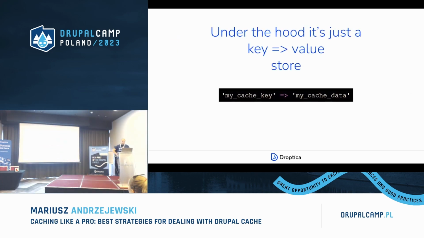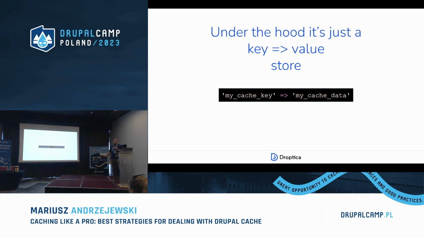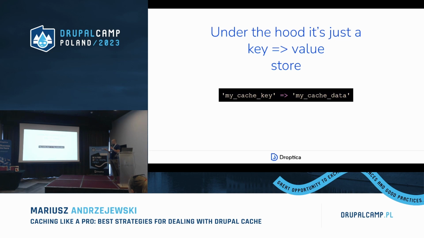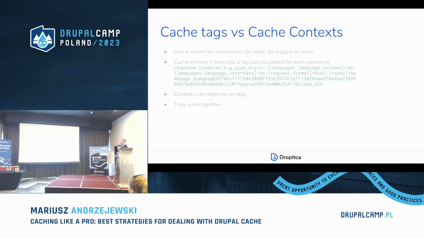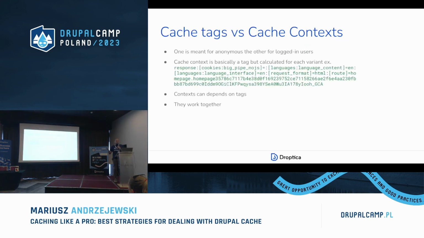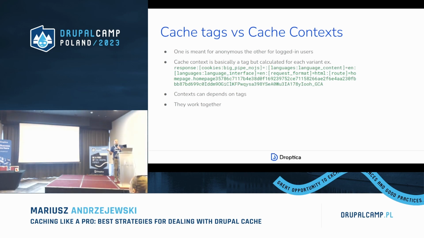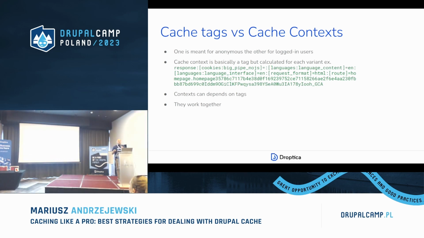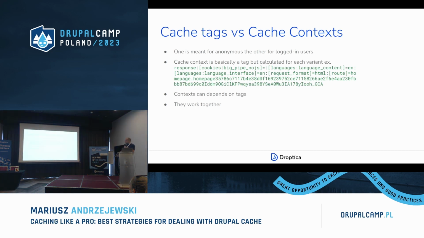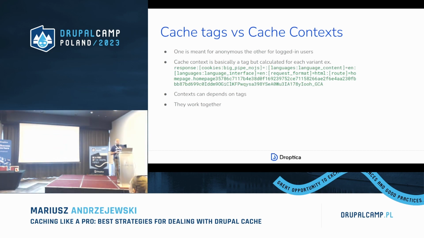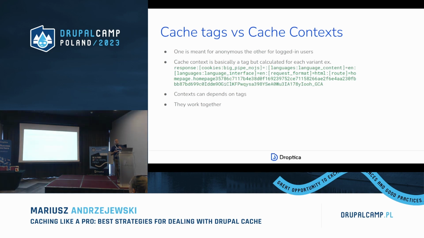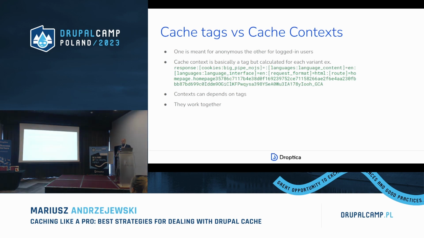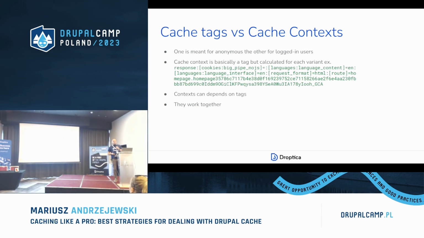But all of these actually are simple stores of a key and a value. So if both are key-value storage, what's the difference between the cache tags and the cache context in Drupal? First of all, cache tags are more dedicated for storing things permanently.